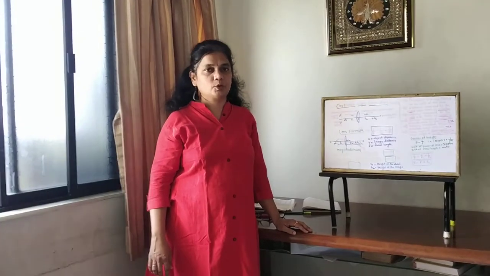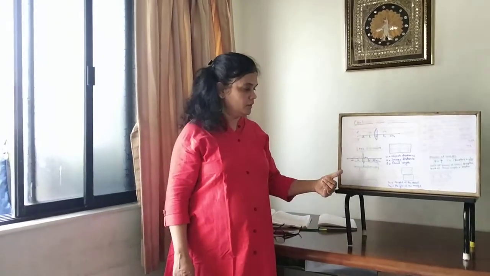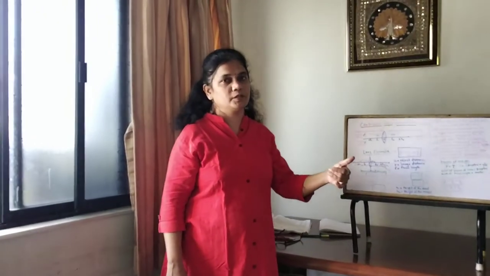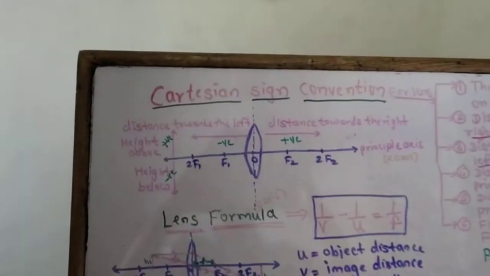Going to study subtopics, that is the Cartesian sign convention, the lens formula, third one is magnification, and the fourth one is the power of a lens. Let's start with the Cartesian sign convention.